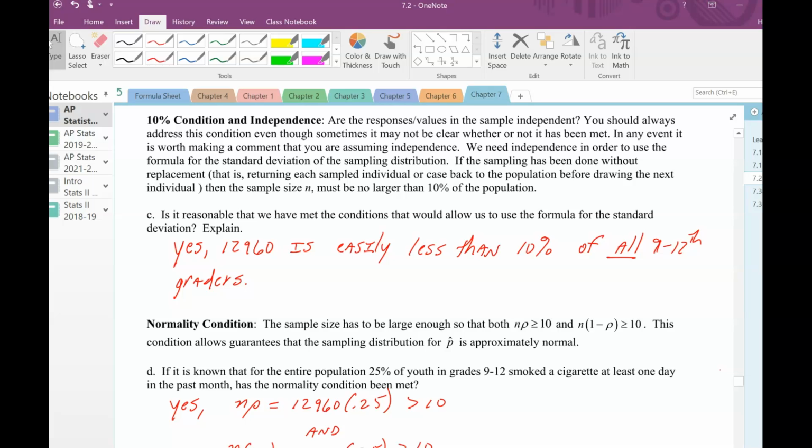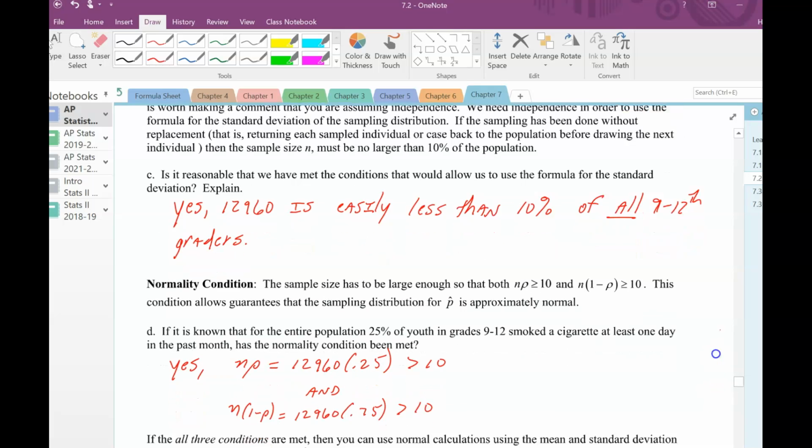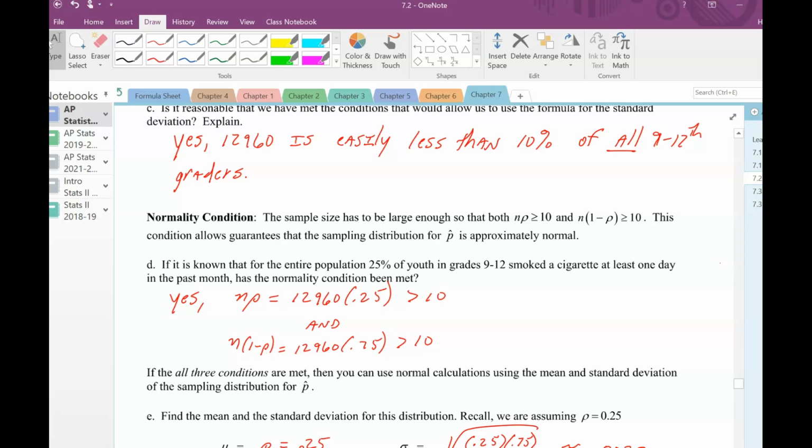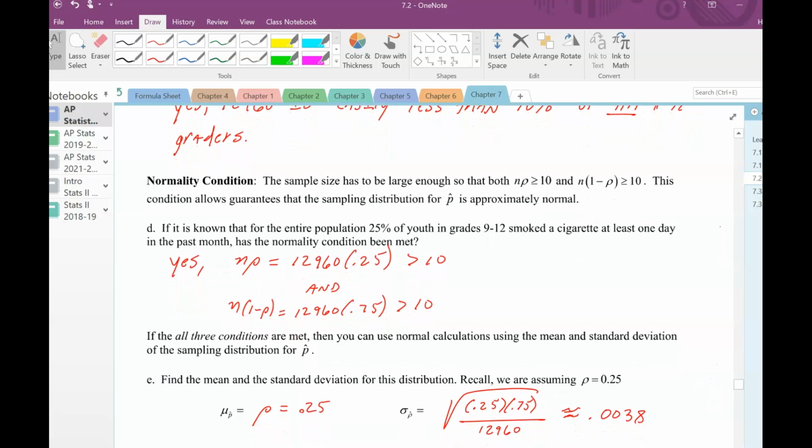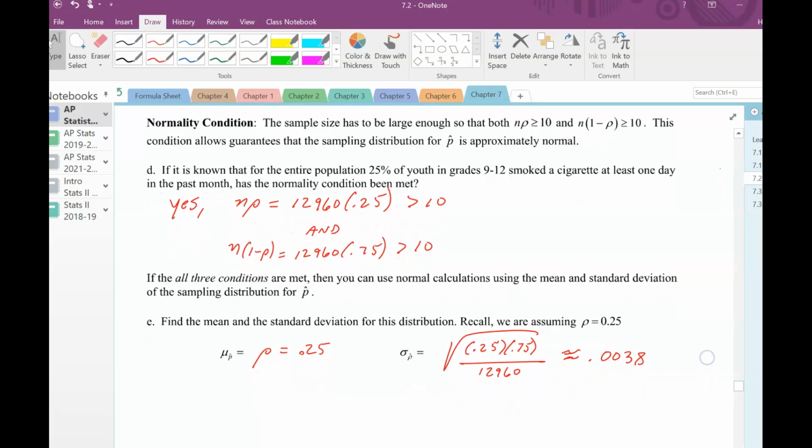And then the normality condition. The sample has to be large enough so that np and n times 1 minus p are both at least 10. This allows us to apply the normal distribution and calculate the standard deviation of the sampling distribution. They are both easily at least 10. All 3 conditions are met, so we can use normal calculations with the mean and standard deviation of the sampling distribution for p-hat.